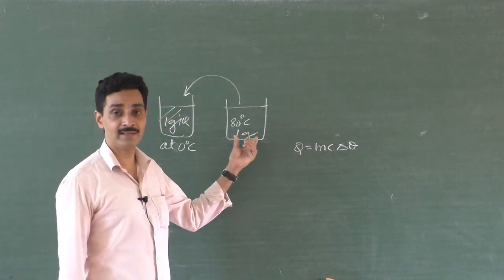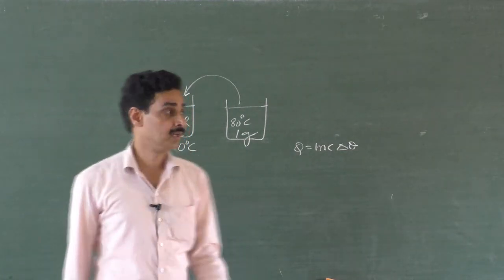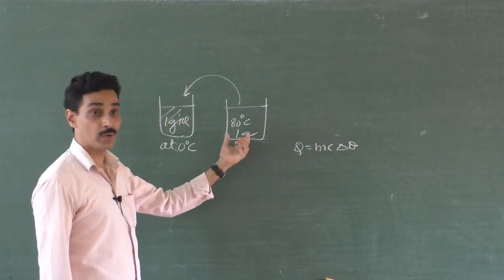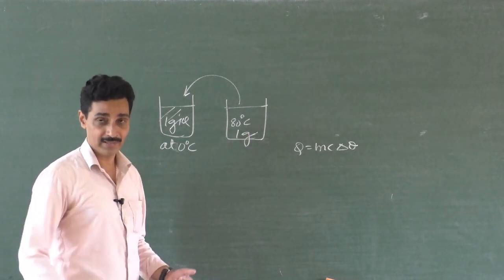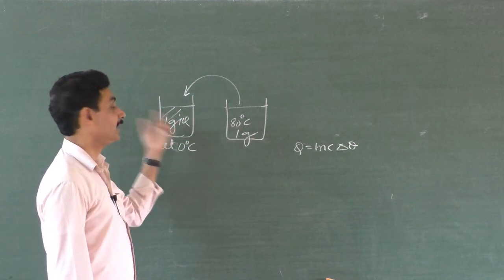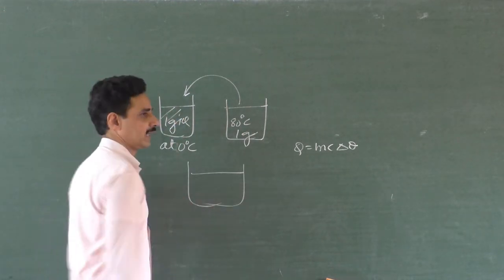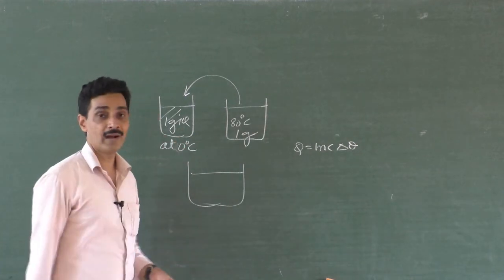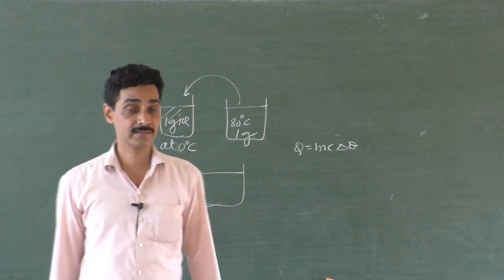So if you cool this 80 degree Celsius water to 0 degree Celsius, you get readily 80 calories of heat energy. By donating 80 calories of heat energy, 1 gram of water can melt 1 gram of ice completely. Now in the mixed beaker, what will you have? 1 gram of ice just converted into water, in the water form at 0 degree Celsius.